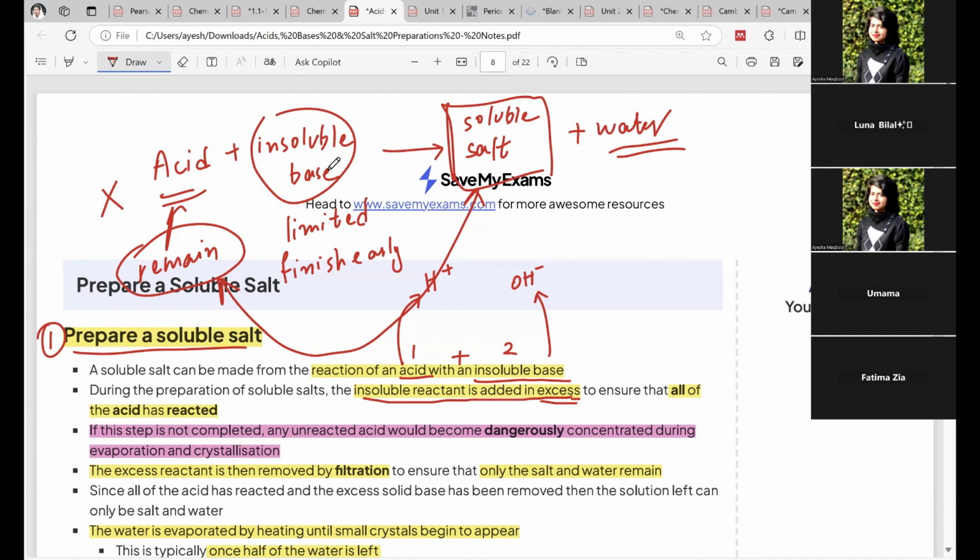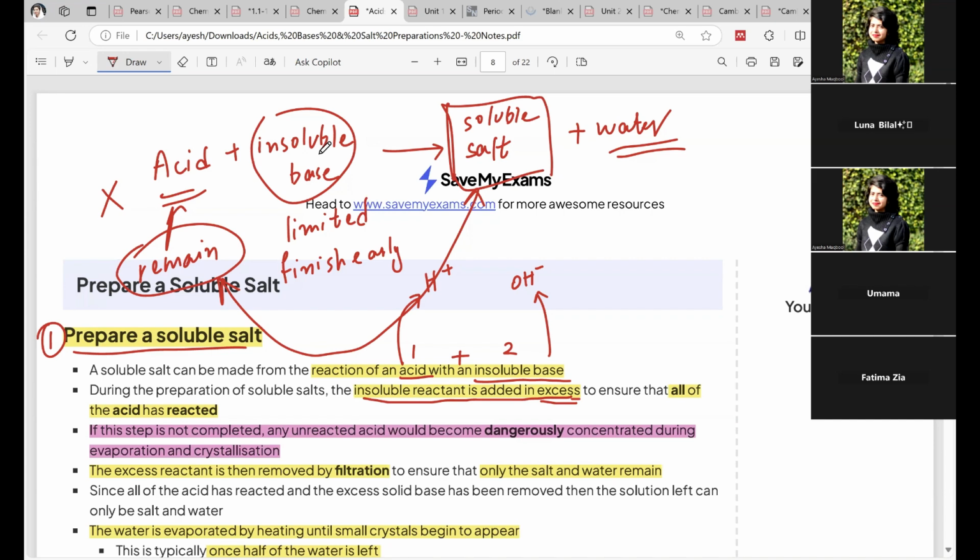So, Miss, basically, we add more base to make sure that the acid has gone away and only water is left. Yes, very good. So we are going to add excess base so that the base will remain over there. No problem for the base. No acid should remain over there.